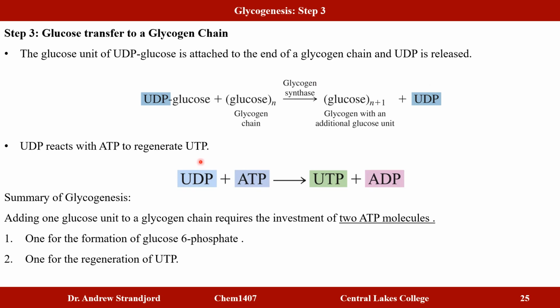I need to convert that UDP back into UTP. I do that by reacting it with the ATP molecule, which is generated in the electron transport chain. So in that case, I generate a UTP molecule, which can go back to create a UDP glucose molecule. This ADP molecule then has to go back into the electron transport chain to create an ATP molecule. So to add one glucose unit into glycogen, that requires the investment of two ATP molecules. One to take glucose and form the glucose 6-phosphate molecule, and the second one to regenerate the UTP molecule.